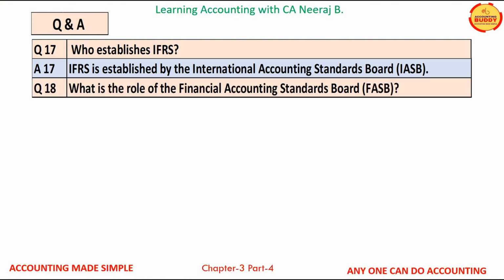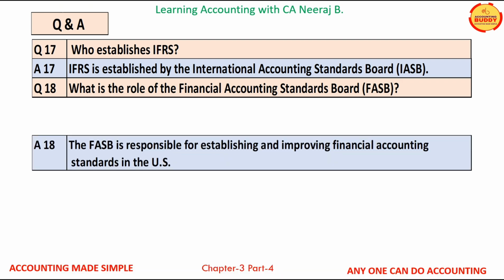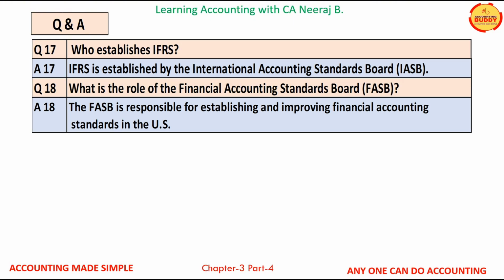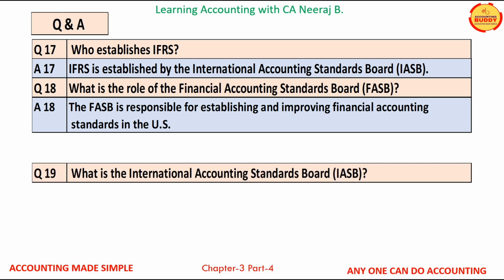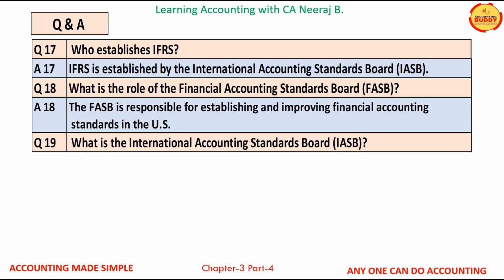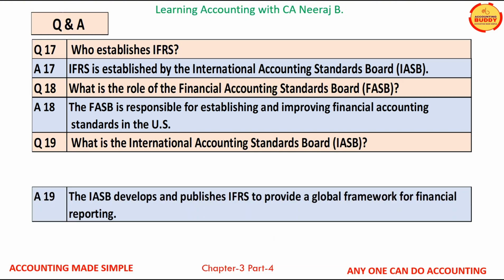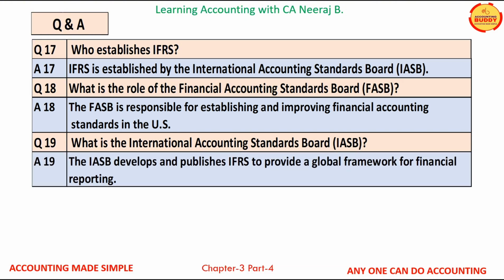Question number 18, what is the role of the Financial Accounting Standards Board, FASB? The answer is, the FASB is responsible for establishing and improving financial accounting standards in the US. Question number 19, what is the International Accounting Standards Board, IASB? The answer is, the IASB develops and publishes IFRS to provide a global framework for financial reporting.